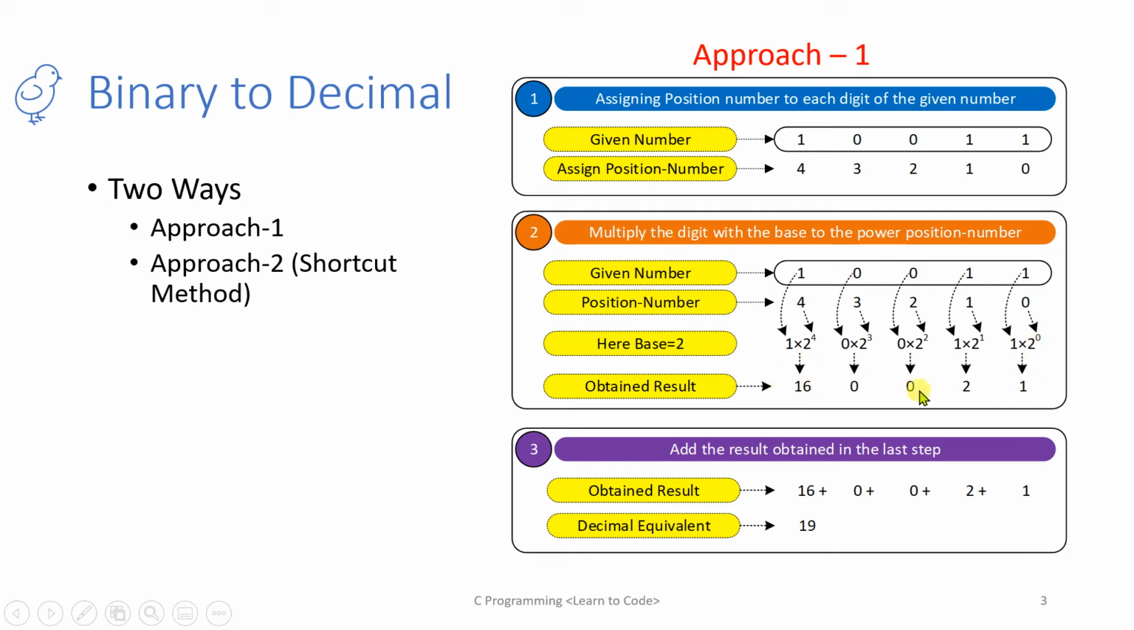After obtaining all these values, we have to add them. In the third step, I have done 16 plus 0 plus 0 plus 2 plus 1, which is nothing but 16 plus 2 is 18 plus 1 is 19. So the decimal equivalent of the given number 10011 is 19. This is approach 1 we have already discussed, so no need to worry about that. The second approach.